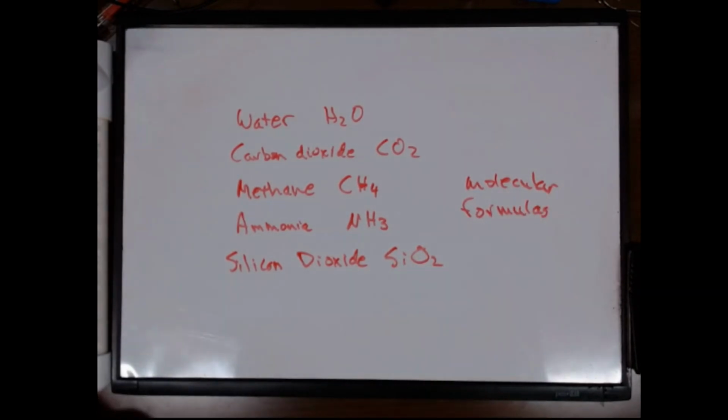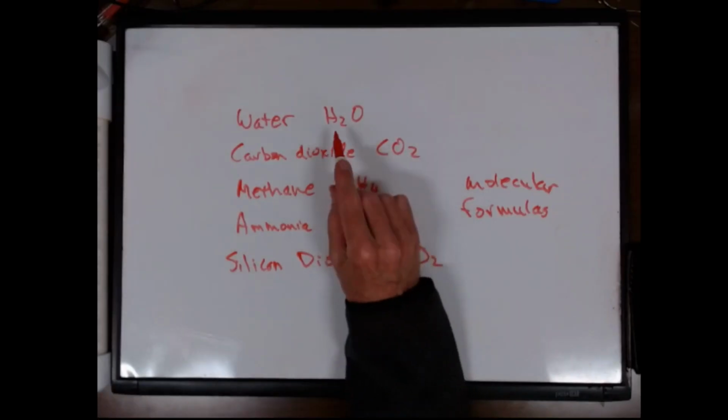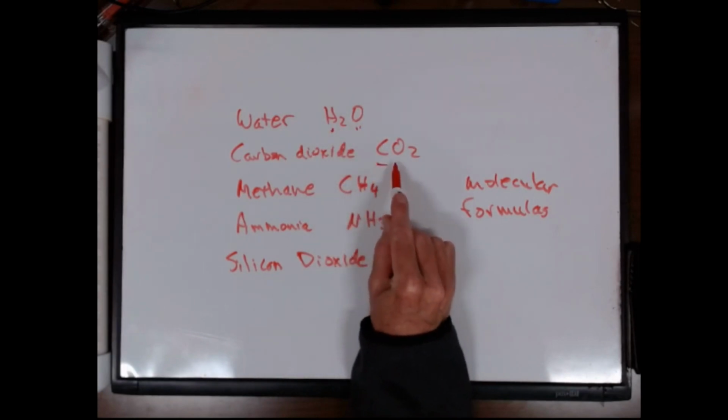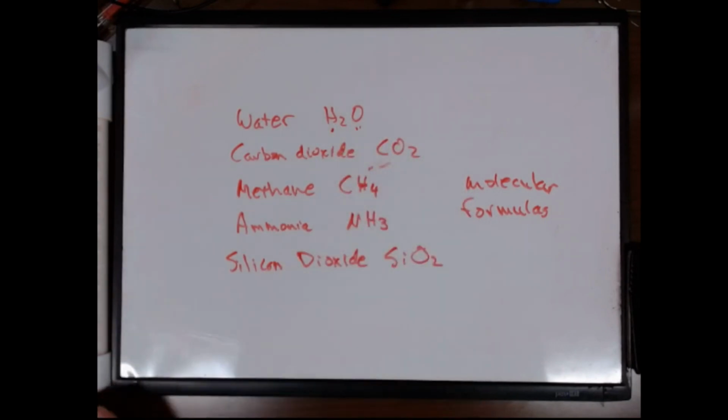And so a molecular formula is a representation of a molecular compound which consists of the following. Chemical symbols to indicate the types of atoms. So if I go back, here I'm saying water has hydrogen and oxygen in it, right? These letters are the abbreviations that appear in the periodic table, right?